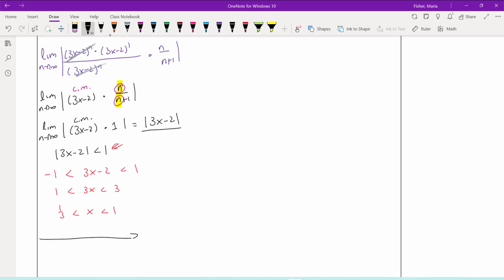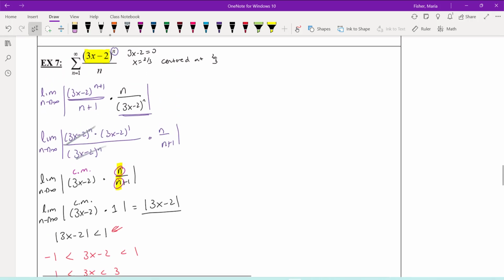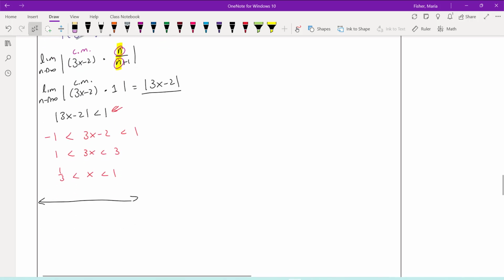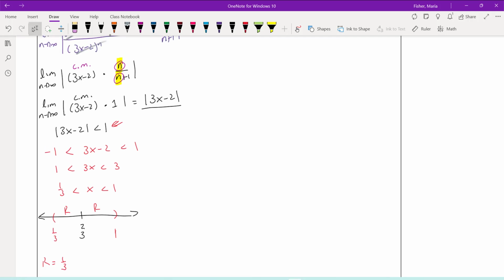We know from earlier that we were centered at 2/3. Since we're centered at 2/3 and we're going to 1/3 and to 1, we can tell here that our radius of convergence, how far we're moving away from our center, is 1/3. The question is, do I include the number 1/3? And do I include the number 1 with the interval of convergence? I'm not sure. How do we find out? We have to check the endpoints. So let's go ahead and check those endpoints.